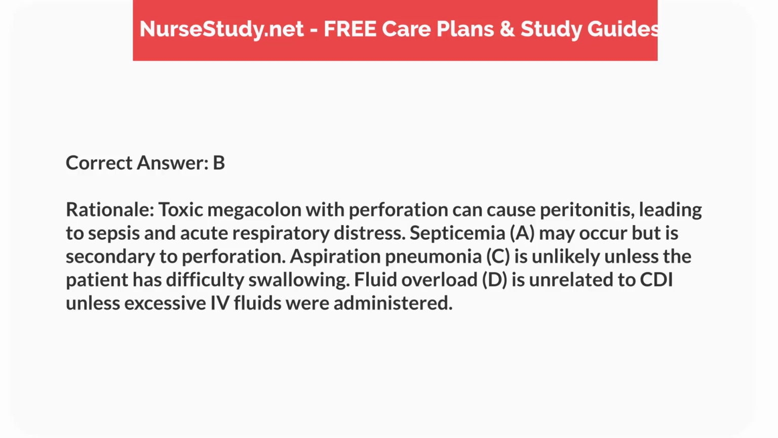Correct answer, B. Rationale: toxic megacolon with perforation can cause peritonitis, leading to sepsis and acute respiratory distress. Septicemia, A, may occur but is secondary to perforation. Aspiration pneumonia, C, is unlikely unless the patient has difficulty swallowing. Fluid overload, D, is unrelated to CDI unless excessive IV fluids were administered.